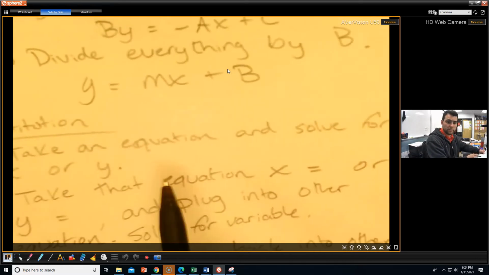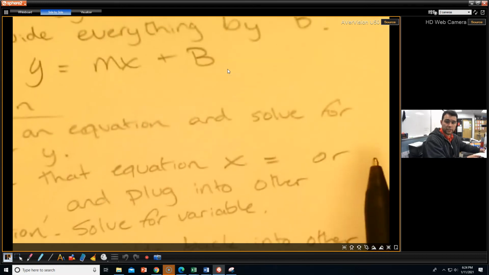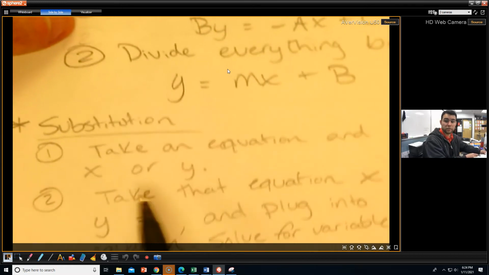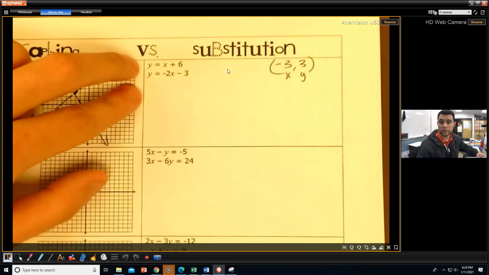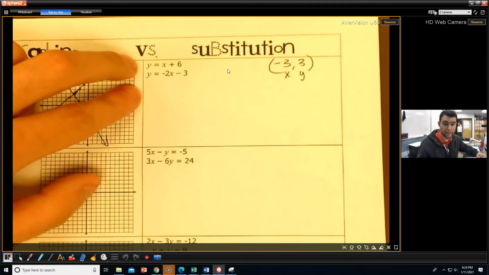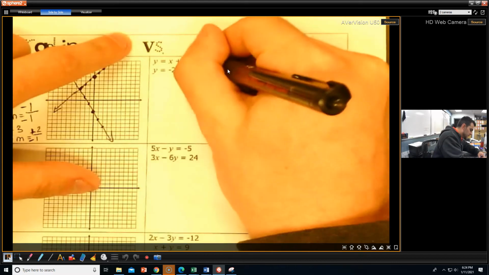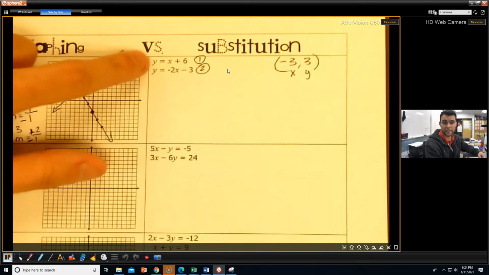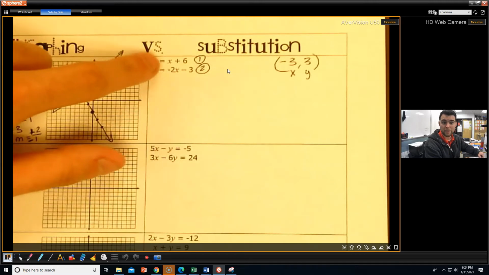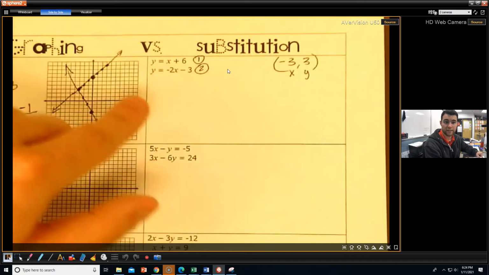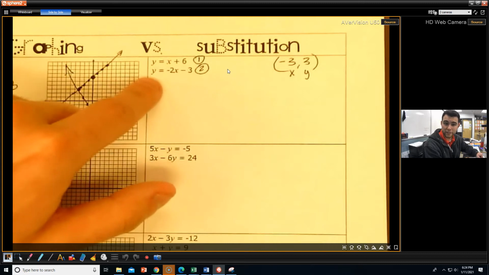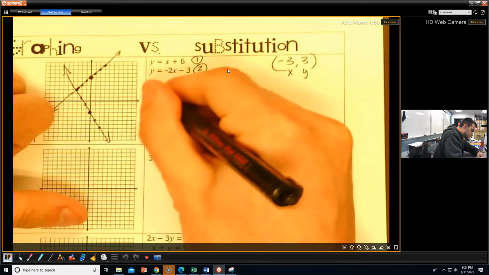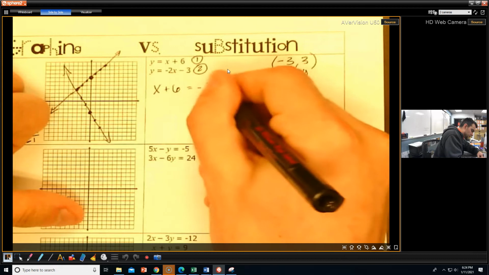Take an equation and solve for x or y. Well, it looks like both of these are solved for y, which is great. So I'm going to take this first equation, y equals x plus 6. I'm going to take that x plus 6 and put that in over here for this y. So I end up getting x plus 6 equals negative 2x minus 3.